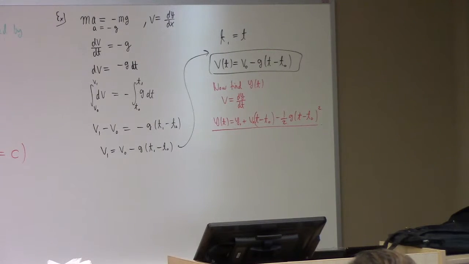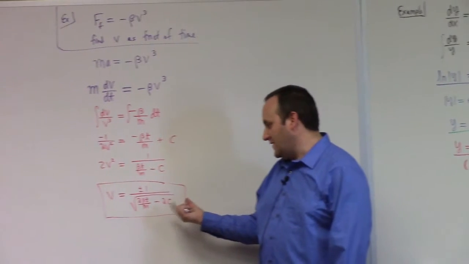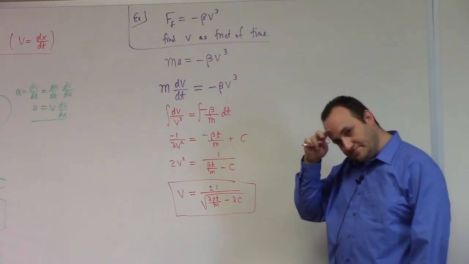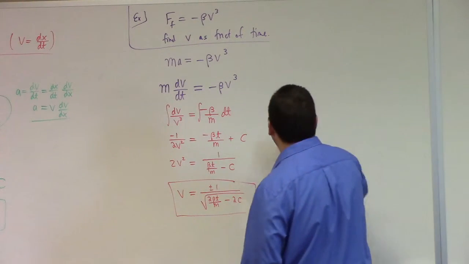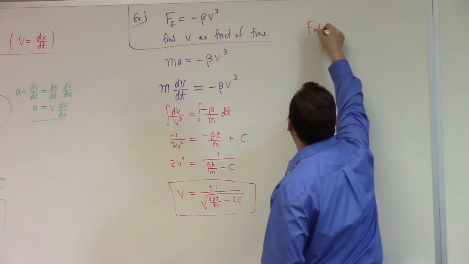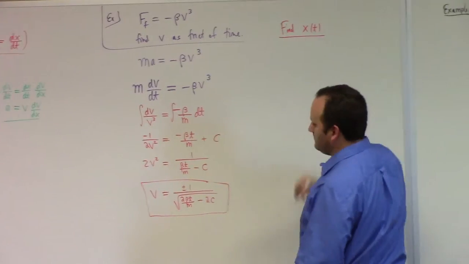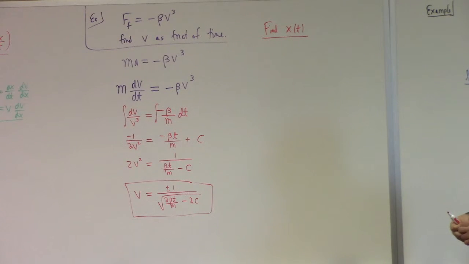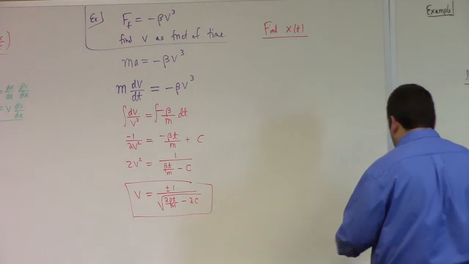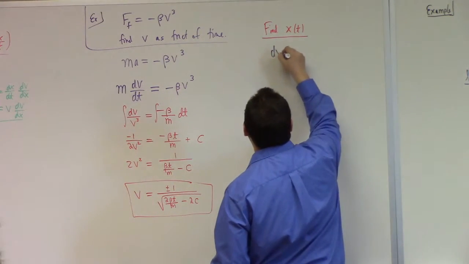So if I wanted to find, I guess we could do it. Can you find y as a function of time here? Or rather, x as a function of time? I guess we can do it. It's not too bad, is it? What would we have to solve? We'd have dx dt equals to what?